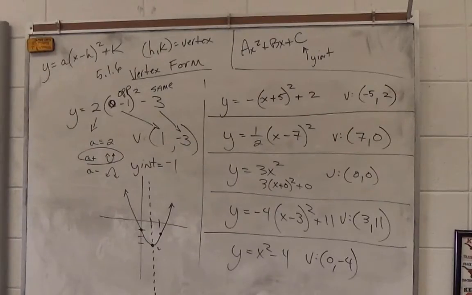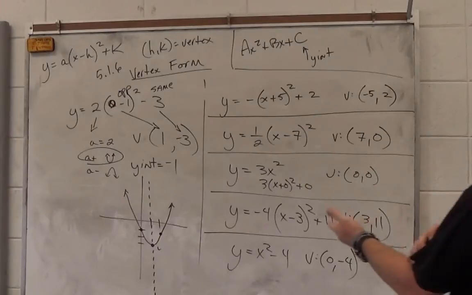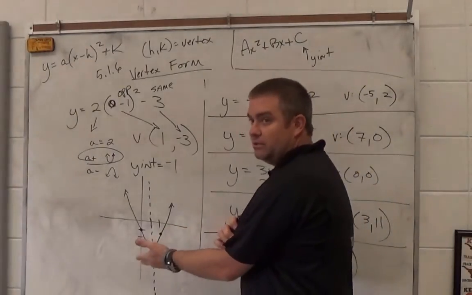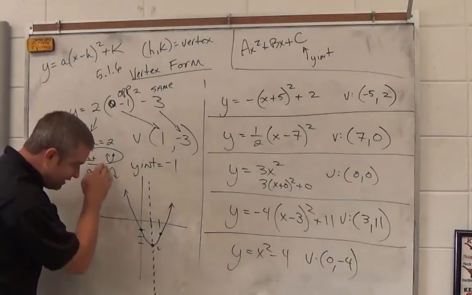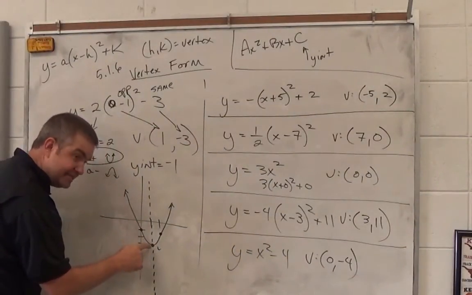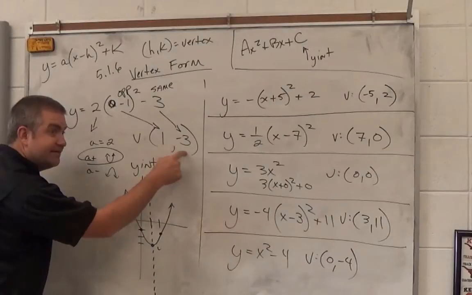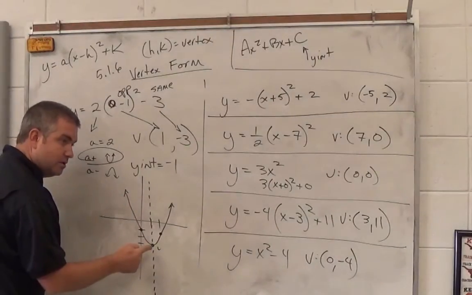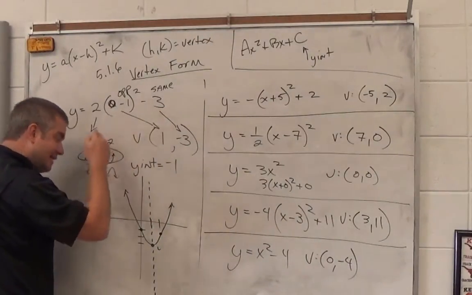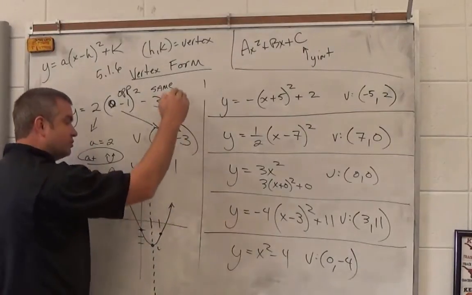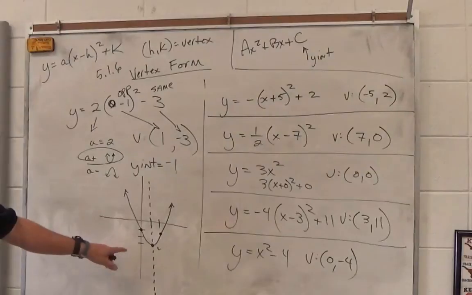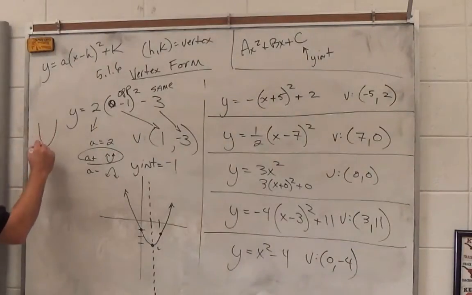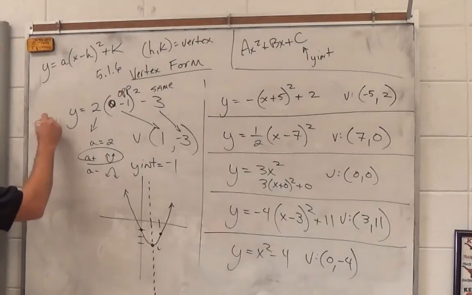This parabola, we say, has a minimum value. It goes down, down, down. If we read it from left to right, it goes down, down, down. It hits the vertex at 1, negative 3, and then what does it do? It starts going back up again. So in your notes, draw that picture and say minimum. This is the minimum value of the parabola.